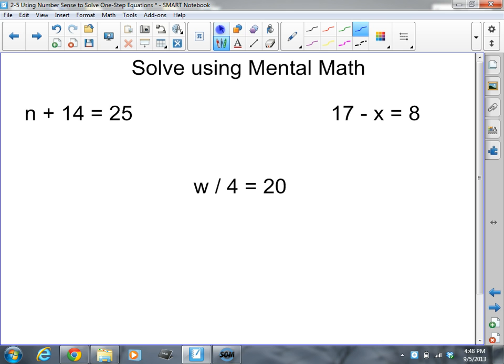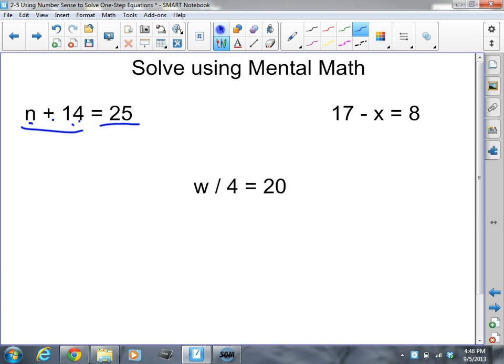Now, the book has some other ones. These are some other examples that I want to work through as quickly as possible. So let's think about this. n plus 14 equals 25. I want to get both sides equal. Let's think.